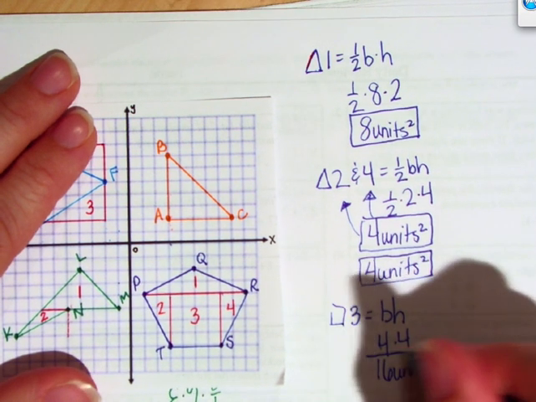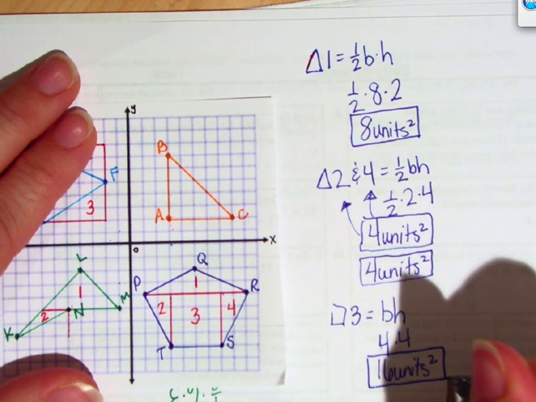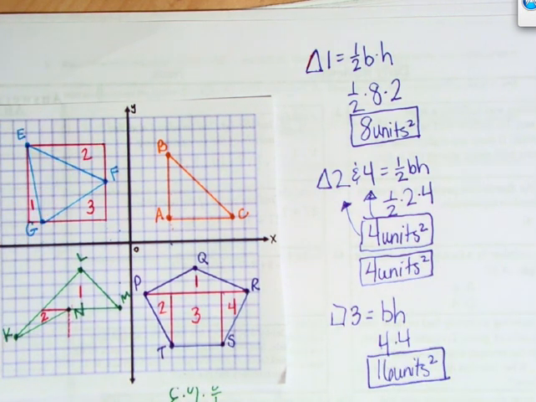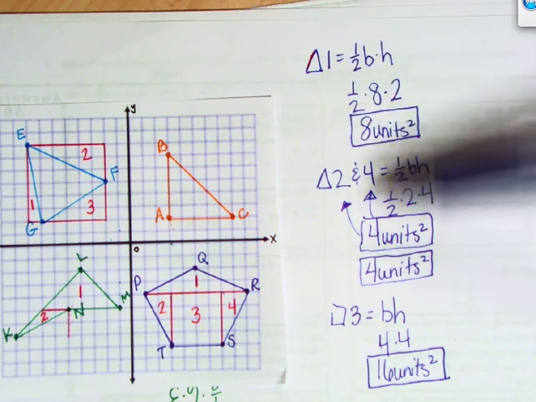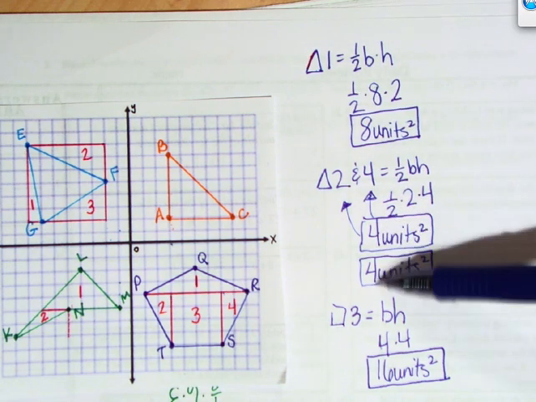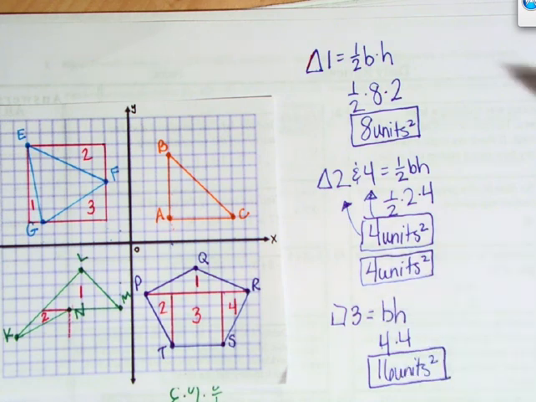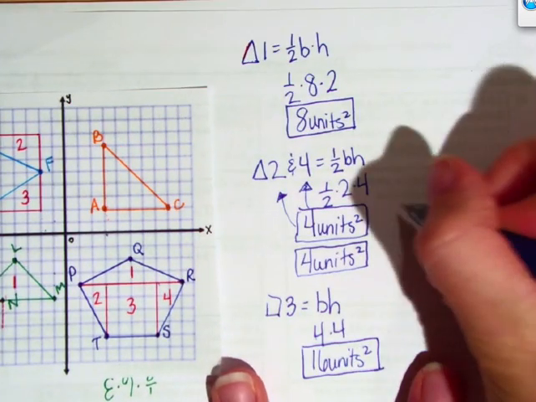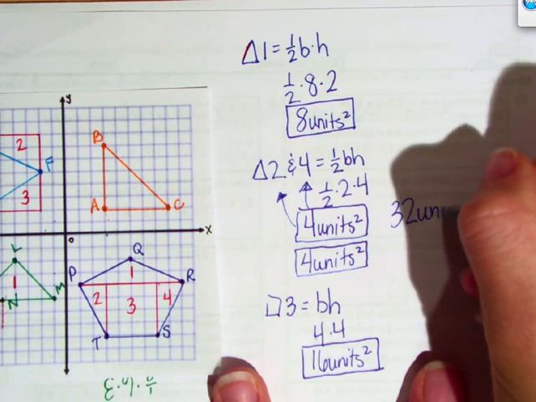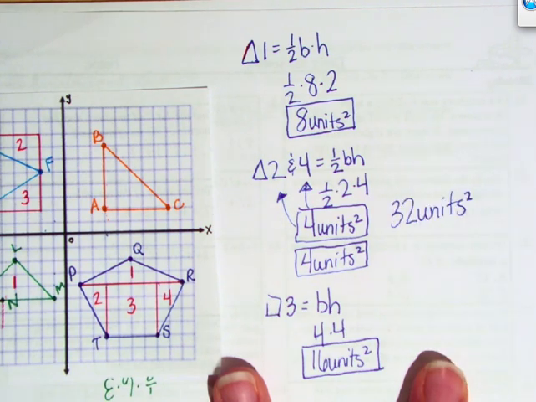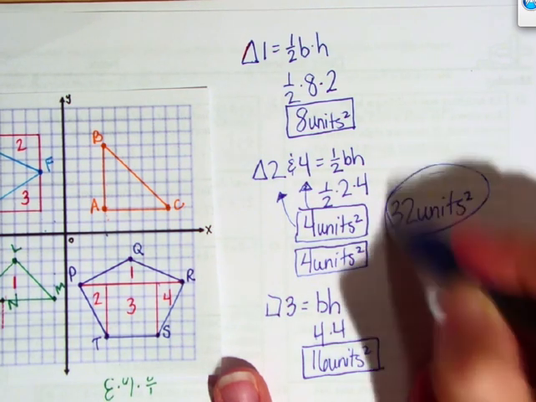All right, now we put all these together and we've got our area for our pentagon. So we have 8, and 8 makes 16. 16 and 16 makes 32 units squared. That is our final answer.